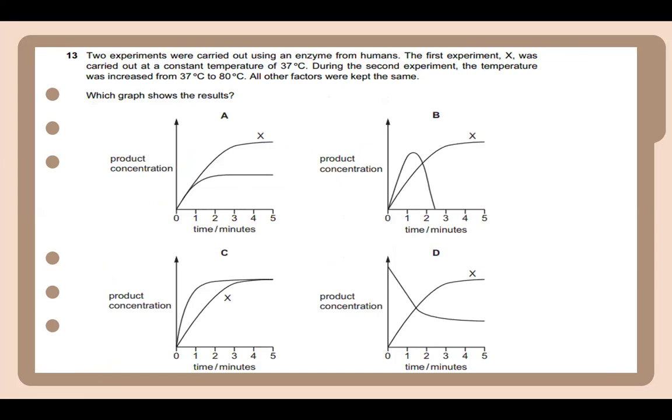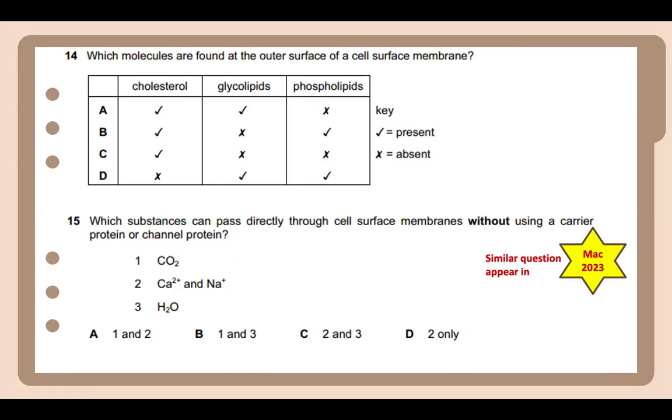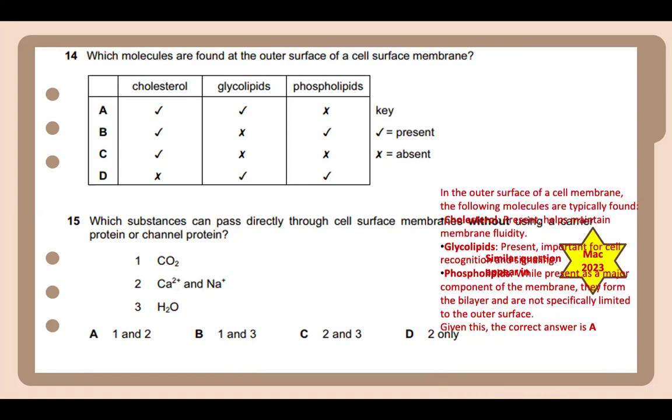2 experiments were carried out using an enzyme from humans. The first experiment, X, was carried out at a constant temperature of 37 Celsius. During the second experiment, the temperature was increased from 37 Celsius to 80 Celsius. All other factors were kept the same. Which graph shows the results? The answer is A. Which molecules are found at the outer surface of a cell surface membrane?